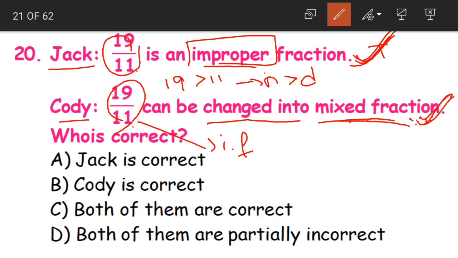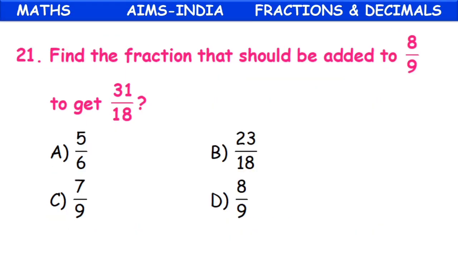Yes, it is also correct. So who is correct, children? Both Jack and Cody are correct. Option C becomes our correct answer. Yes, both Jack and Cody are correct here.